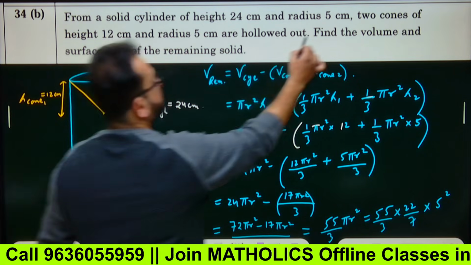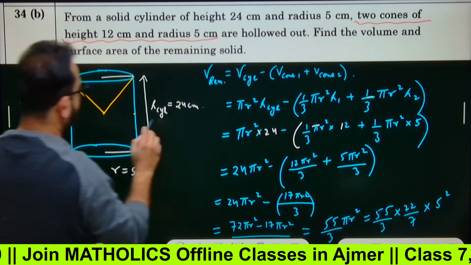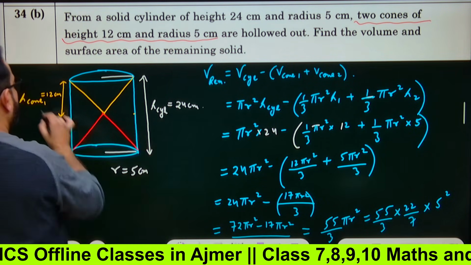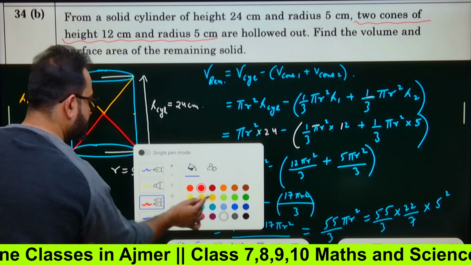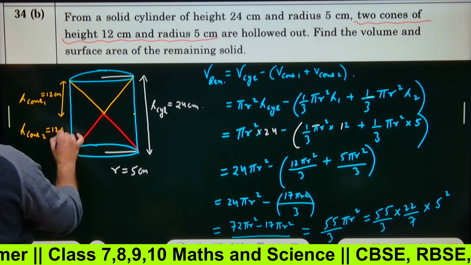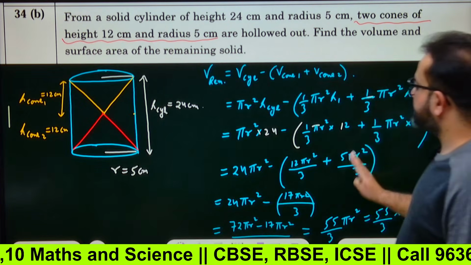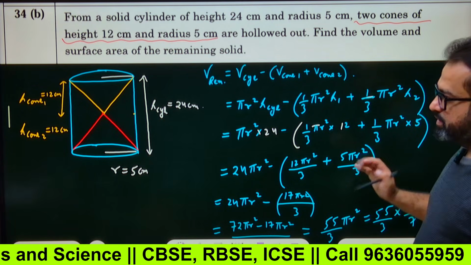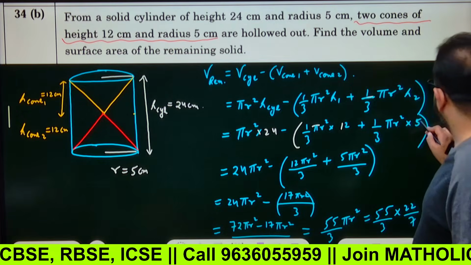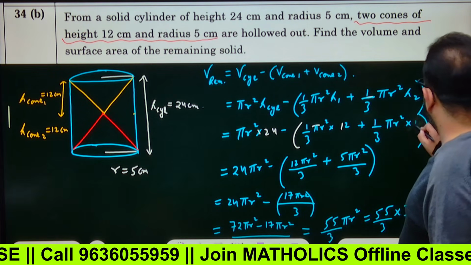Two cones of height 12 and radius 5. That means the cones are like this. H1 is this and H2 is also this only. Height of cone 2 is also 12 centimeter. Just change this H1 and H2. That's it. Everything is same, right? H1 is 12. H2 is also 12.